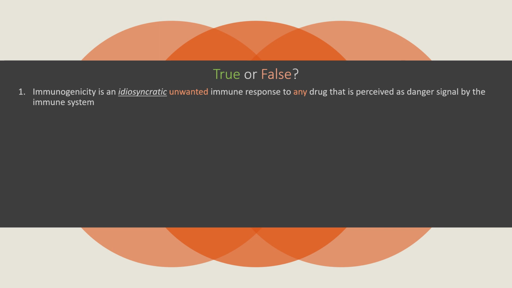Immunogenicity is an idiosyncratic, unwanted immune response to any drug that is perceived as a danger signal by the immune system. The key why this is false is "unwanted" because, as I explained briefly, in vaccines, that's actually the desired effect. So if you do not take into account vaccines, yes, this is unwanted for all the other drugs. And it is idiosyncratic.